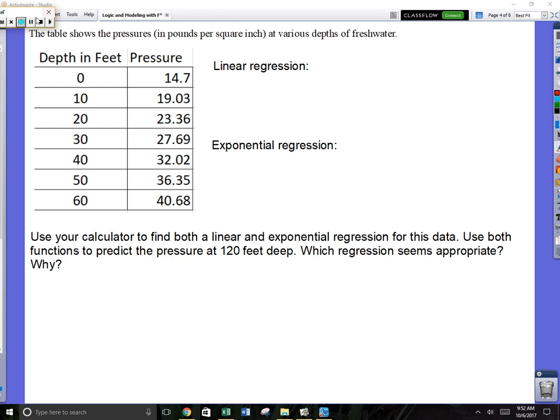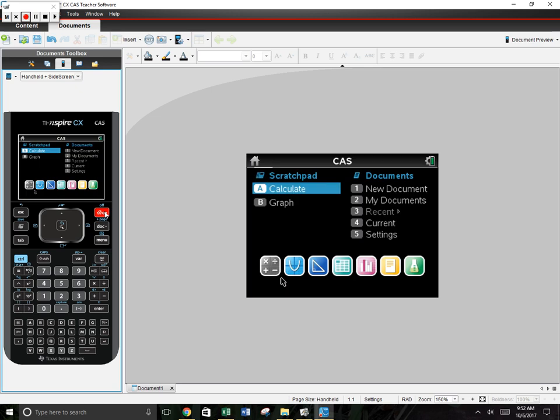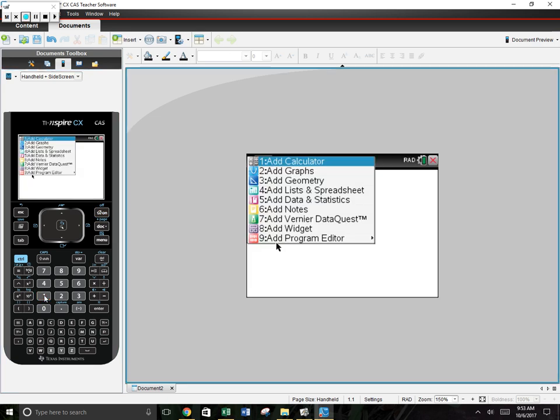Okay, so if you're given a table of data and you're asked to punch it into the calculator and come up with some regressions, a linear regression and an exponential regression, let's review that real quick. In your calculator, you press the home button. Let's clear everything out and add a brand new document. So hit 1. You don't want to save any changes.